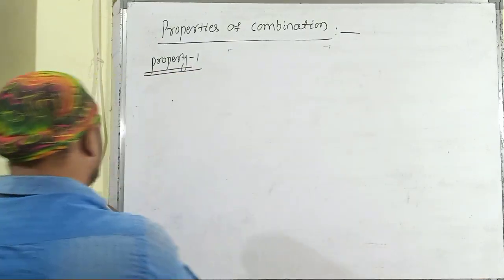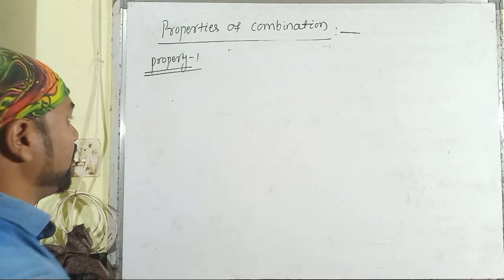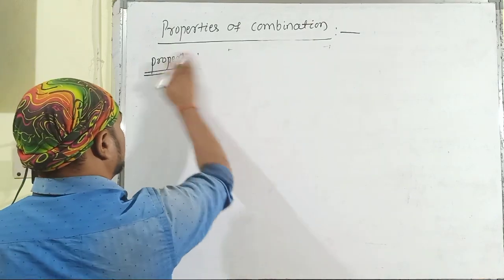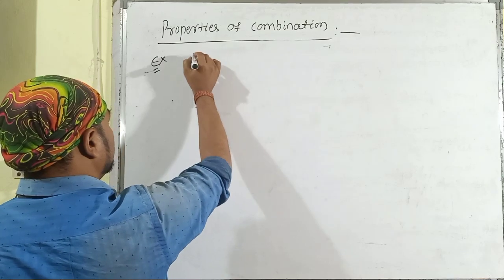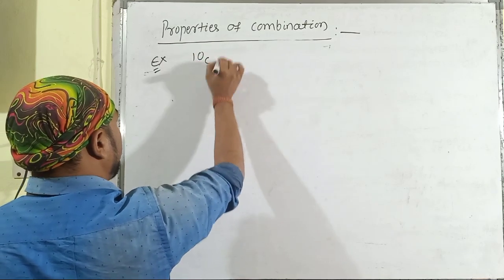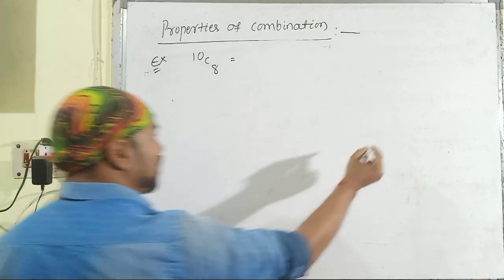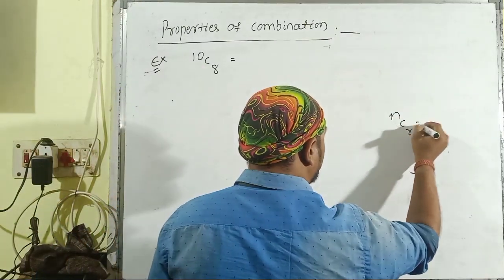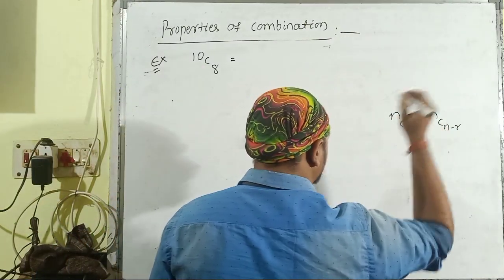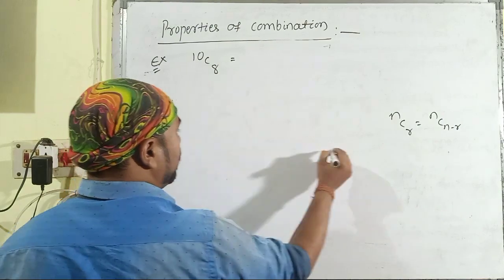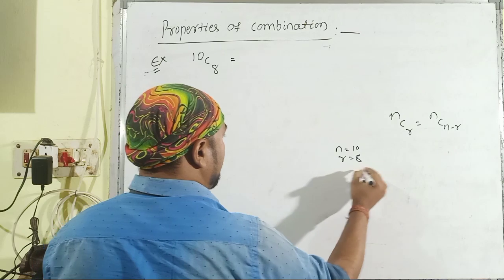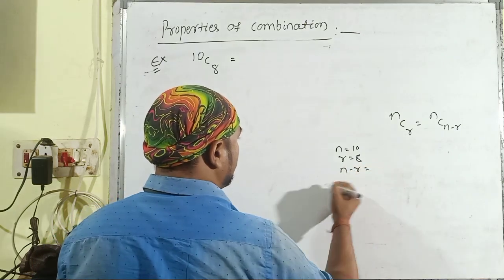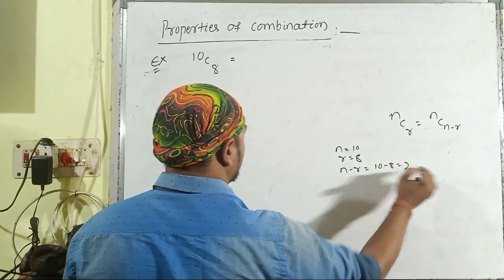Okay, before going to property number 2, let us solve one example based upon this. So here it is an example. It is 10C8, because we have to show that nCr is equal to nC(n minus r). So here n is equal to 10 and r is equal to 8, and n minus r is equal to 10 minus 8, and this is equal to 2.